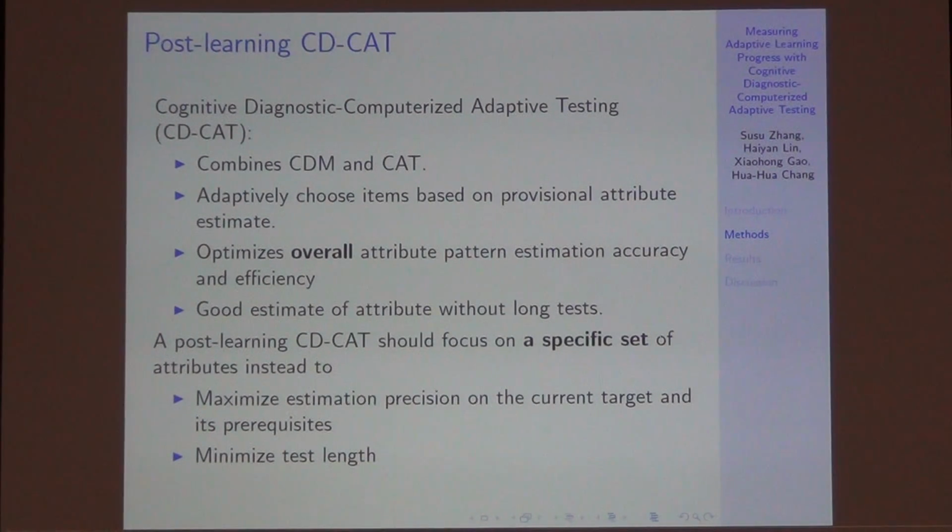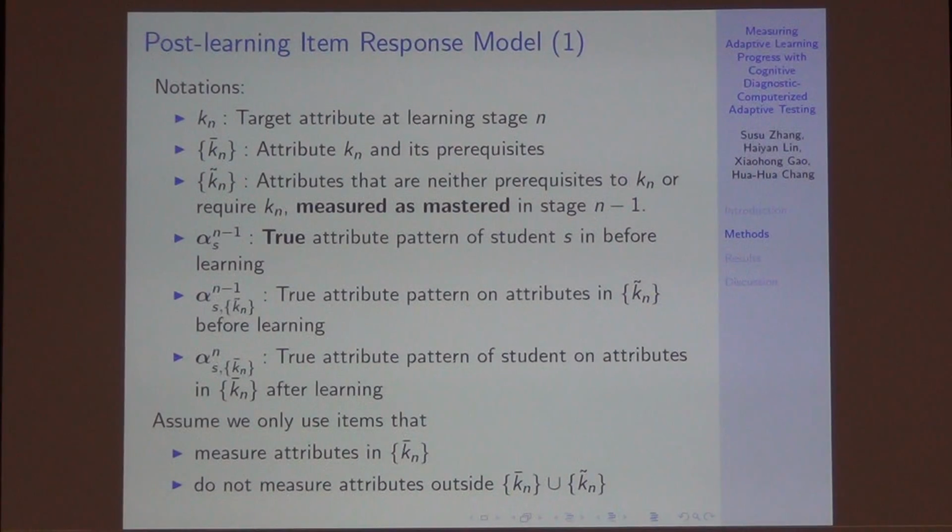So we want to have a post-learning CDCAT that focuses on a specific subset of the attributes, namely in this case, our instructional target skill and its prerequisites. Here are some notations for the item response model.